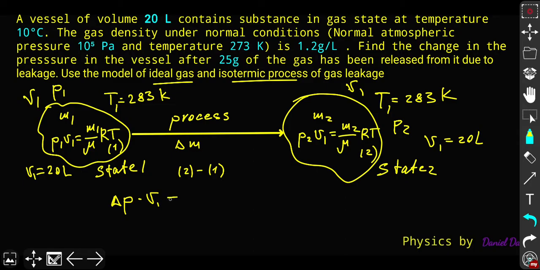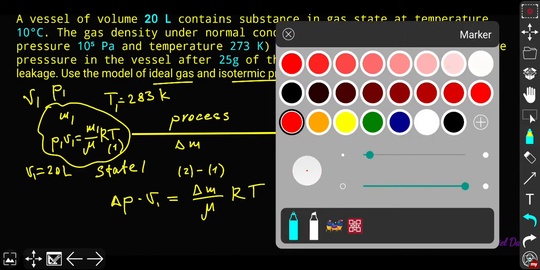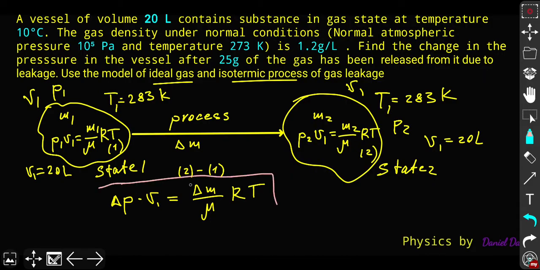And on the right side, we'll have change in mass over molar mass and RT, all right? That's going to be constant. So up to now, we arrived at that. And what do we need to express? We need to express the change in the pressure.